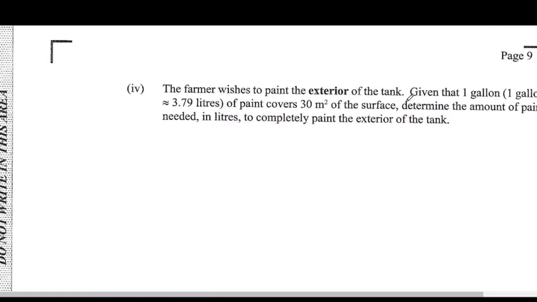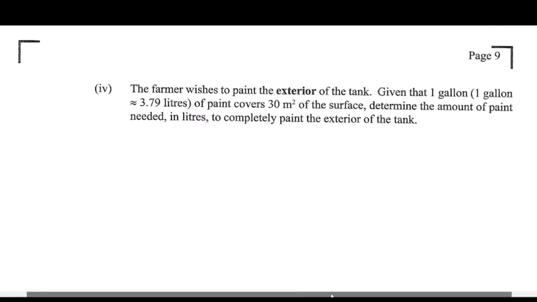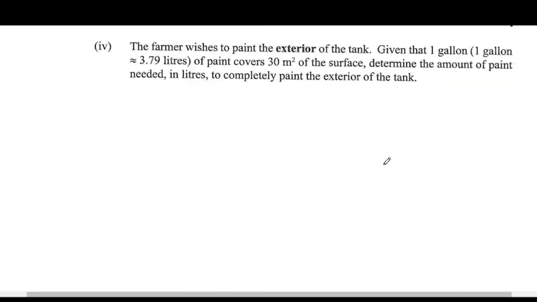All right. Now, the follow-up question says here that the farmer wishes to paint the exterior of the tank, given that 1 gallon is approximately 3.79 liters. So 1 gallon of paint covers 30 meter square of surface. Determine the amount of paint needed in liters, right? All right, to completely paint the exterior.